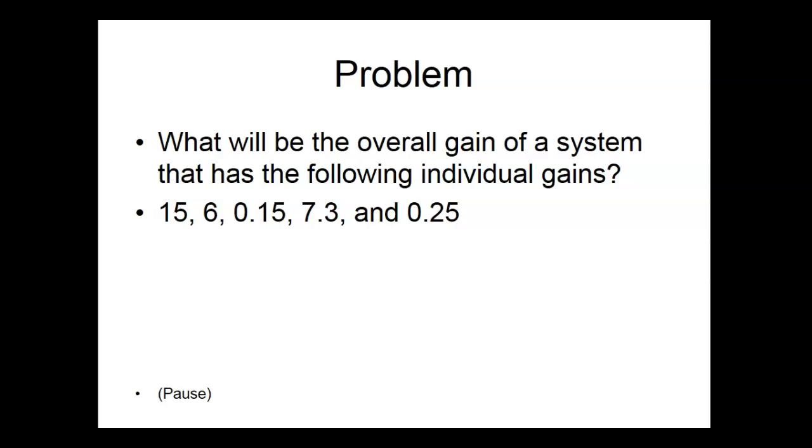So what would be the overall gain of a system that has the following individual gains? So we got 2 attenuations in there, 3 gains. You just multiply them all together, right?